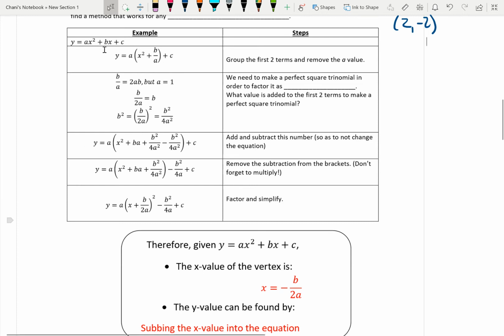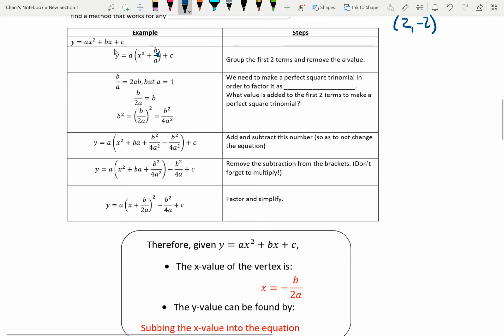So, first thing we do, we remove the a value from the first 2 terms. Remember that common factoring is just another way of saying dividing. So when we take ax squared and divide it by a, we just get our x squared. But what happens when you get bx divided by a? Well, you get b over a, and there should still be an x there. And then the c just remains.